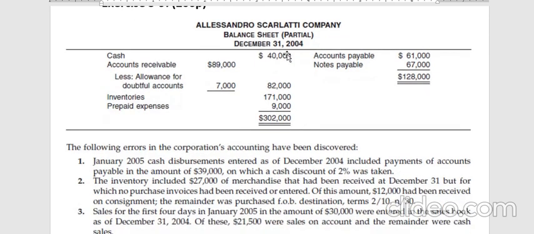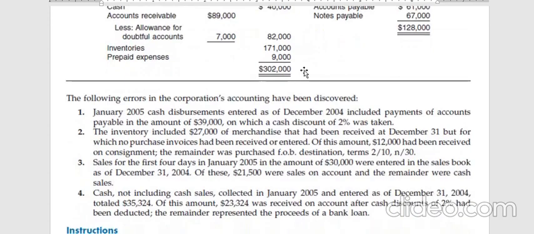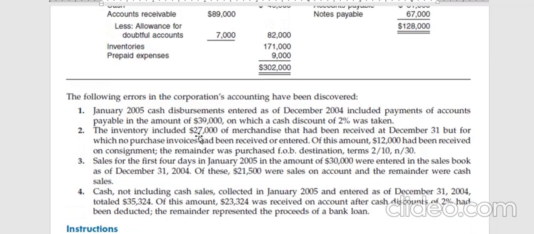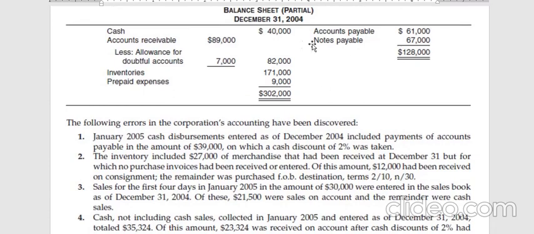Now, the numerical is regarding a partial balance sheet of a company given to us. The date is 31st December 2004. And actually, the following errors in the corporation's accounting have been discovered. So the accountant of the company had made certain mistakes. Obviously, these mistakes are going to bring changes to the balances given to us here, okay?